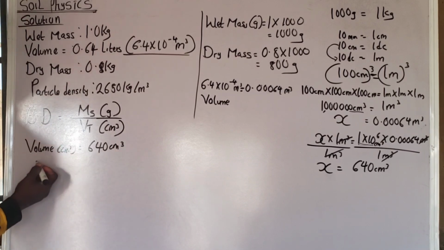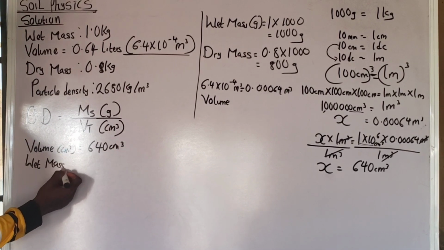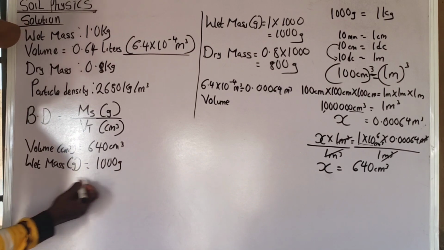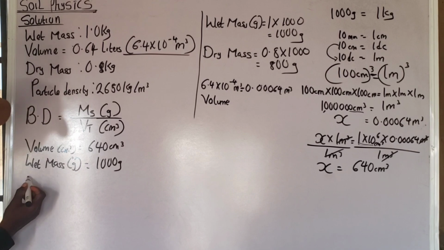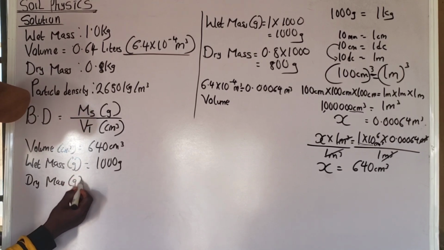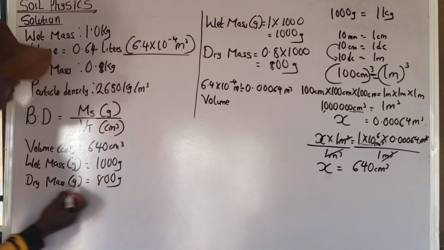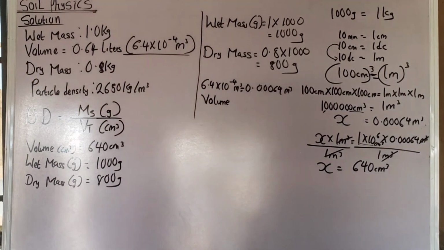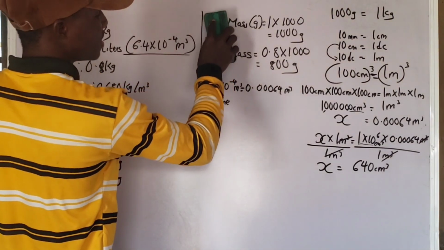And the wet mass in gram is 1,000 gram. And the dry mass, please, are you paying attention? The dry mass in gram equals 800 gram. So now, having converted the units, I can proceed to calculate the bulk density. So we are going to calculate the bulk density now.